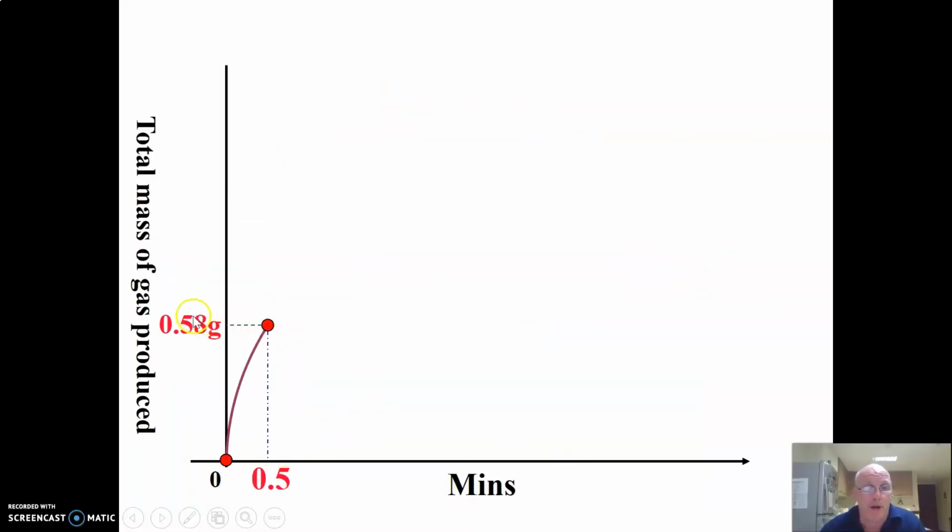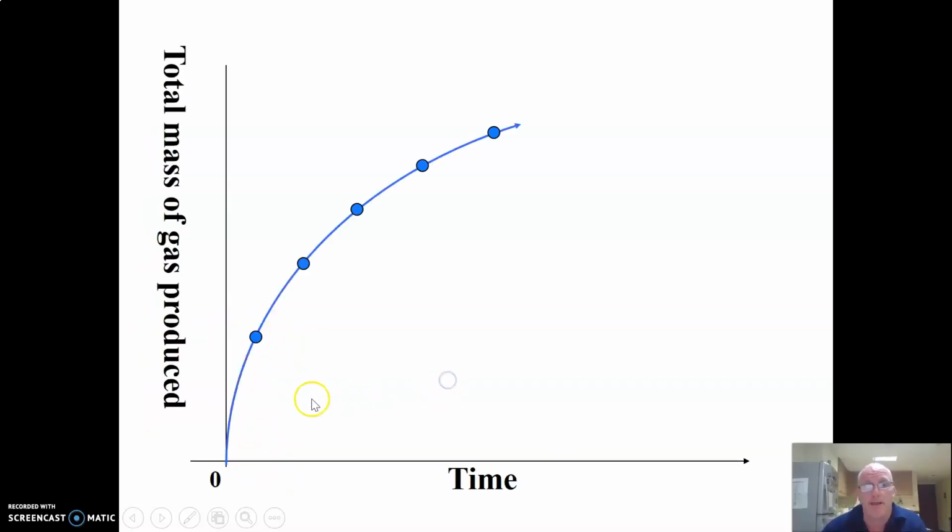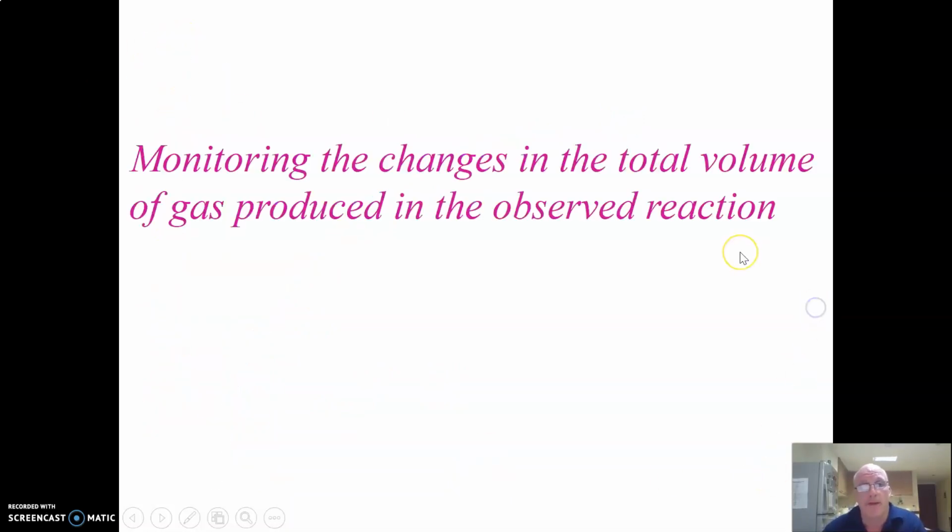and there we are, there's my first point on the graph, 0.58 against half a minute. And you can keep doing that, keep subtracting from the initial mass, and you'll get a rate curve, total mass of gas against time. Okay.